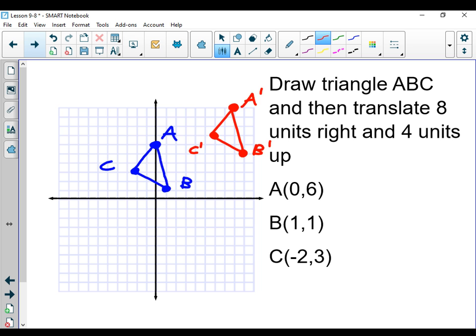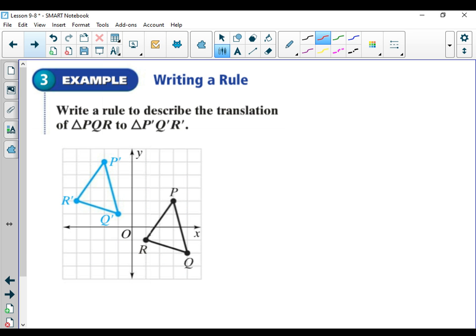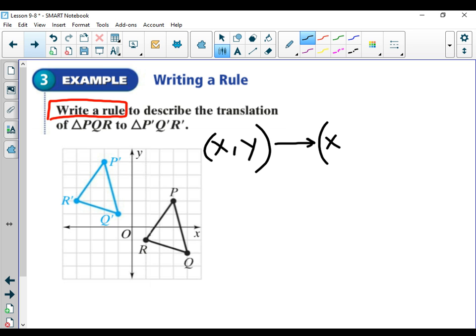So far so good? The bottom two have the directions of write a rule, and the rule part is kind of specific. The rule part always starts with an XY. This is on the bottom left. Do you see it? And it's followed by an arrow, meaning we're sliding. And now we're going to tell the X to do something. So we have to know which one was the original.